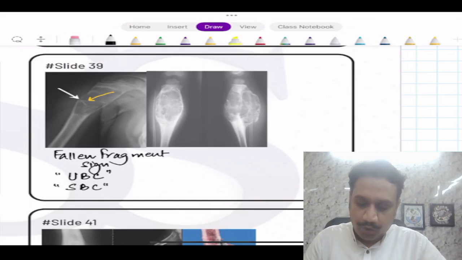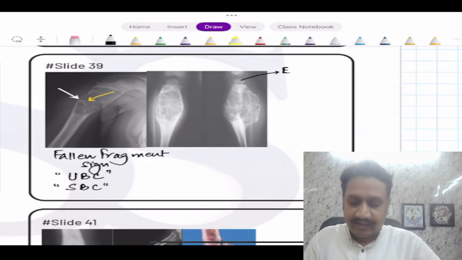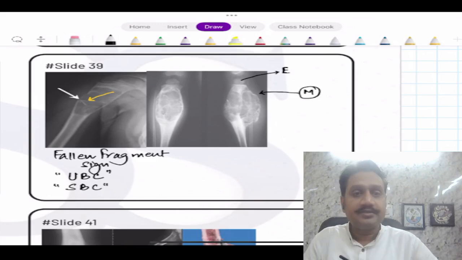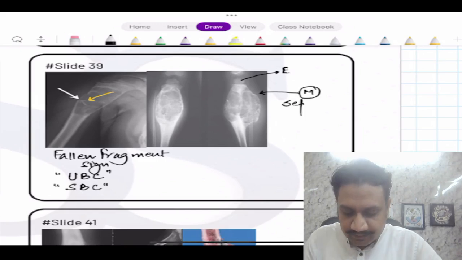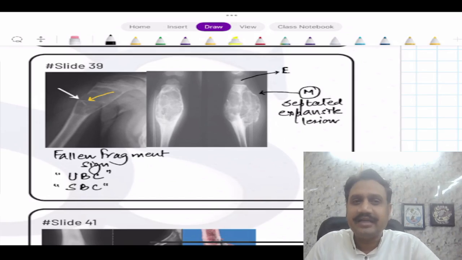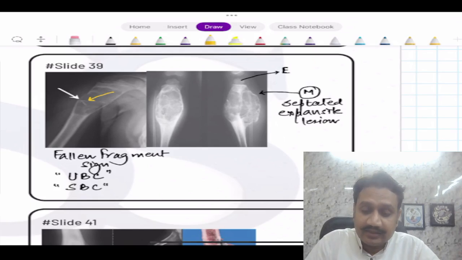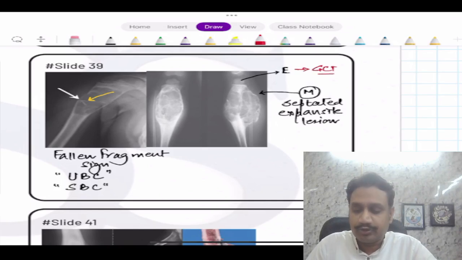All right. And then we have a lesion where you can very well appreciate that the epiphyseal area is free, and then you have a septated expansile lesion at the metaphysis of the bone, something like a soap bubble. Where do we see that soap bubble? GCT. But please remember, GCT occurs at the epiphyseal area. The epiphysis is clean here. What is it supposed to be? It is supposed to be aneurysmal bone cyst.